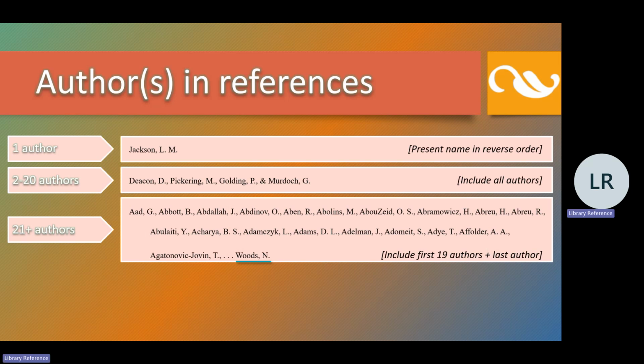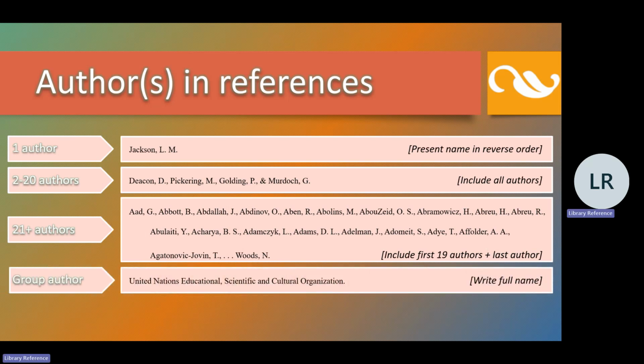So if we have more than 20 authors, we include the first 19 separated with commas. We put an ellipsis, 3 ellipsis points after the 19th, and we finish up with the last author.